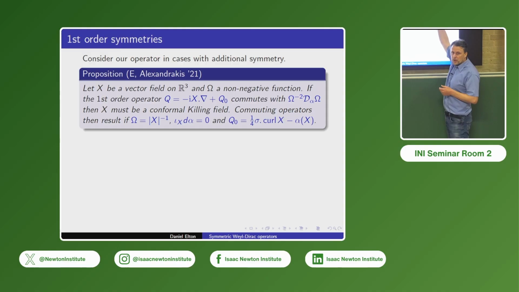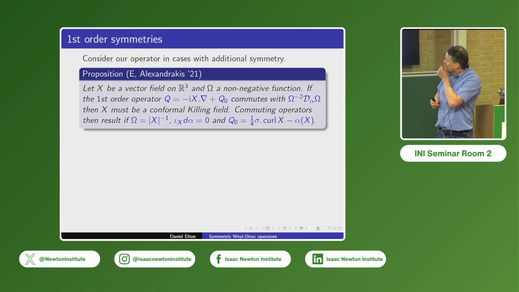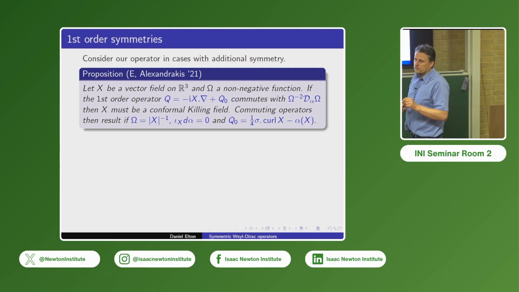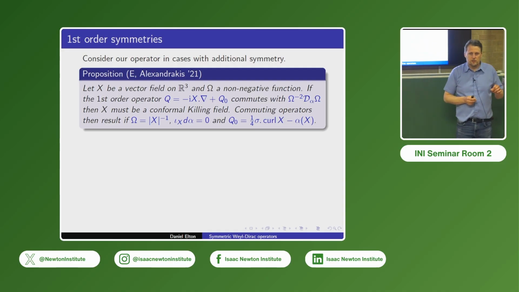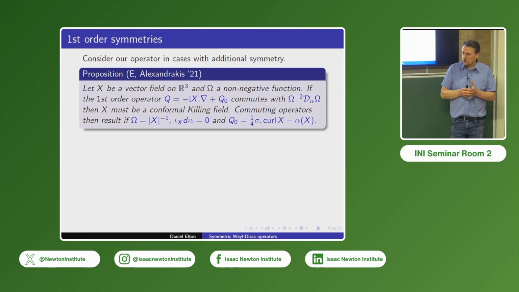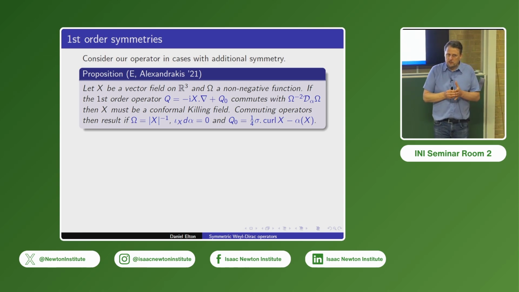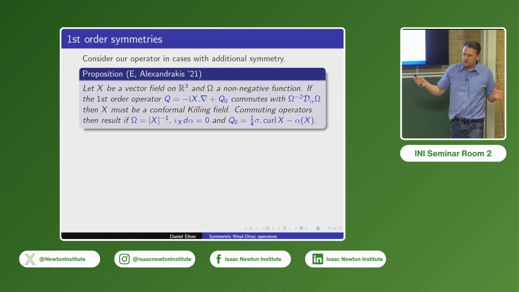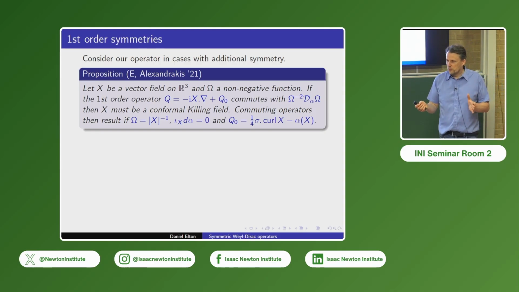So I put some weights around the Dirac operator there to allow for some conformal change of the metric. And it turns out commuting forces the vector field to be a conformal Killing field. So the vector field X actually has to generate a conformal transformation of R3. And that's actually a fairly strong restriction. There is exactly a 10-dimensional set of conformal Killing fields for R3. It's not like R2, which has this beautiful infinite collection of conformal transformations.